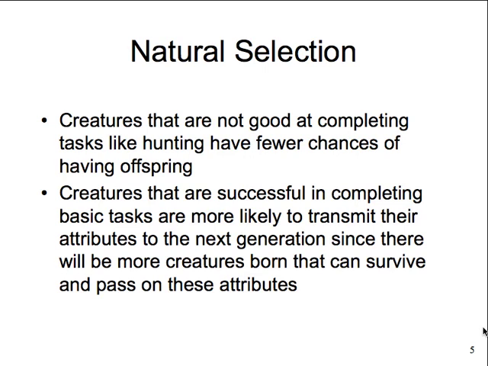We naturally select, with a curve, the best people in the class and we give them an A. Everybody else doesn't do as well. So in terms of natural selection, creatures that are not as good at competing tasks like hunting have fewer chances of having offspring in the real world, and they have a fewer chance of surviving. So if we were doing natural selection on the distances of our traveling salesperson problem, we're going to throw out anything past a certain number.